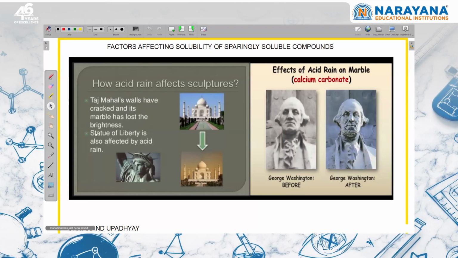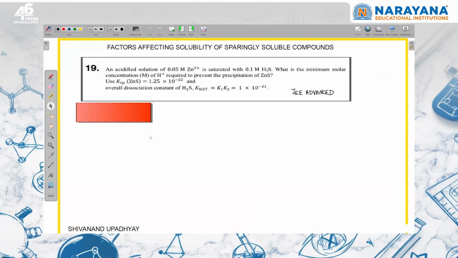So definitely the brightness of Taj Mahal has been decreased. The Statue of Liberty is also affected by acid rain, right? So that's why we are studying here. So this is a question of effect of pH on solubility, right?